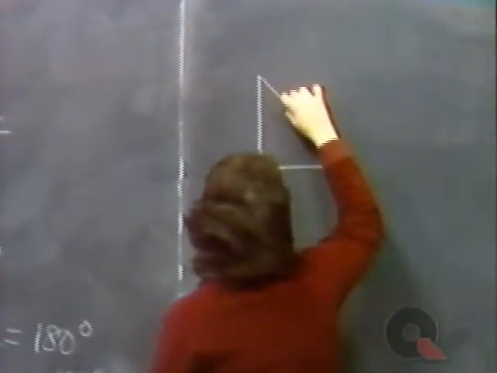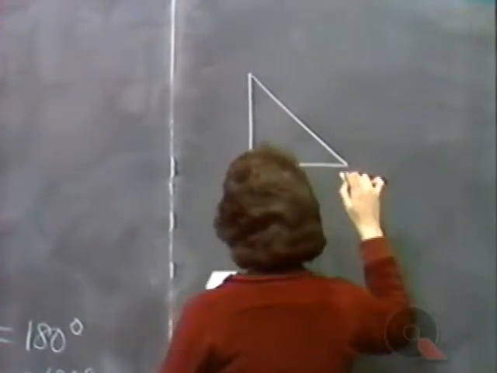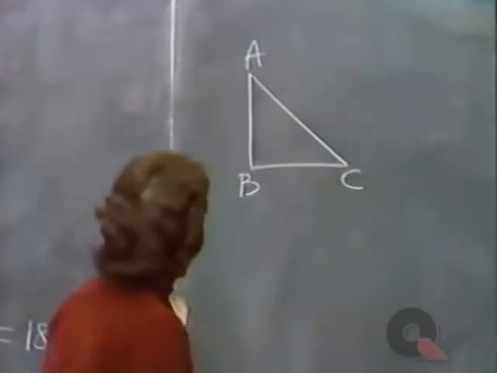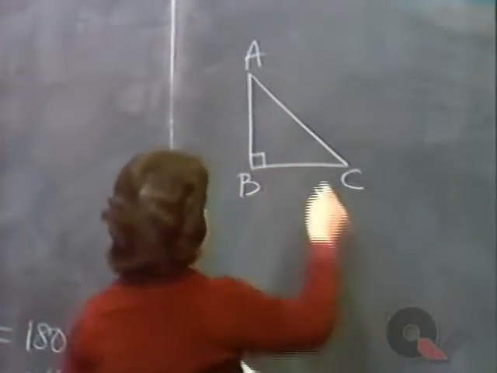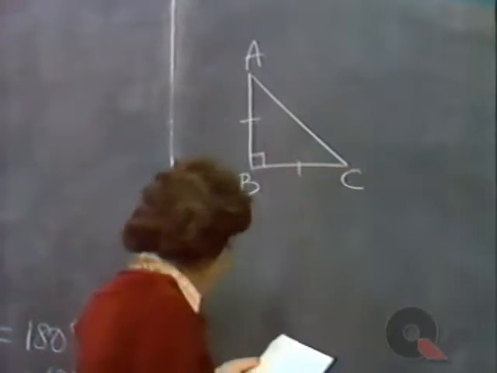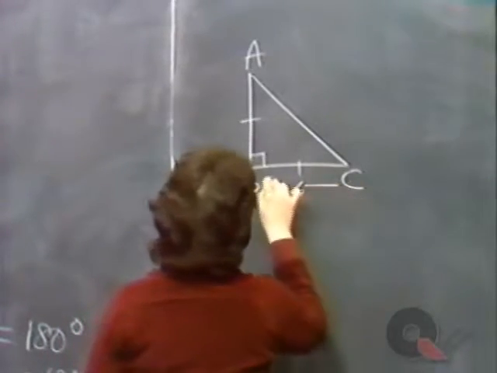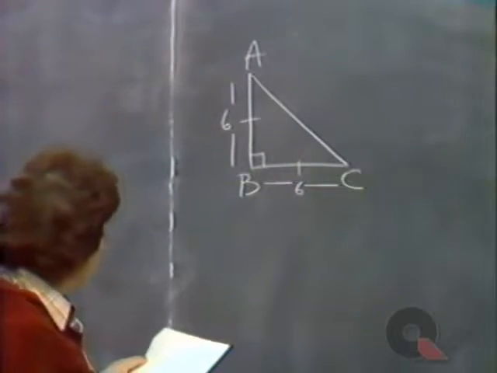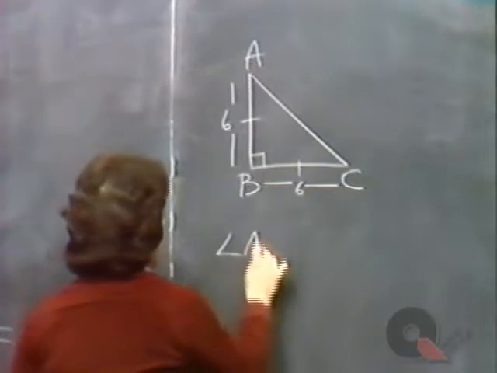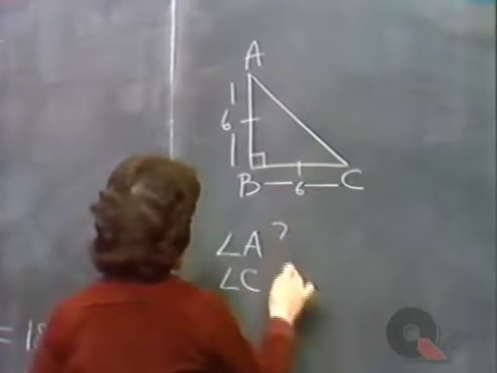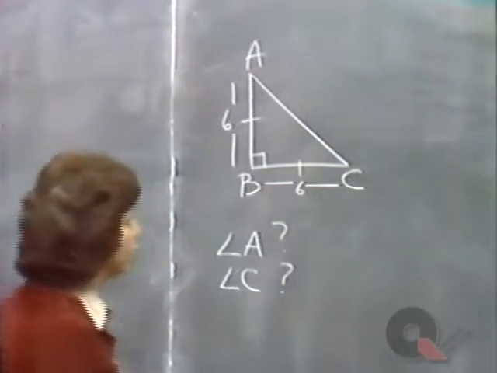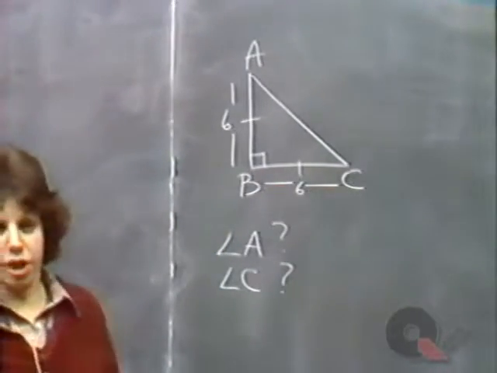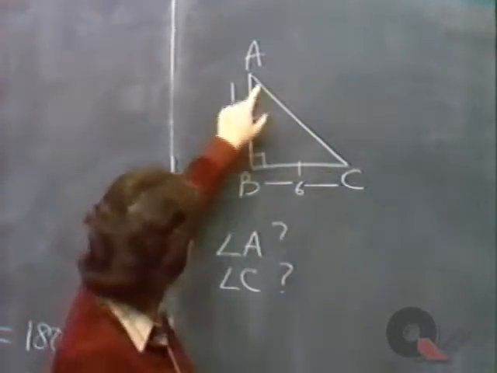Now let's consider an isosceles right triangle, with a right angle here at B. And these two legs have the same length. Let's say that this is 6 and this is 6. And I'm interested here in angle A and angle C. I'm not going to ask you for the length of AC. You'll learn how to do that in I think the next videotape or the one after that, but right now we're going to concentrate just on angles A and C.